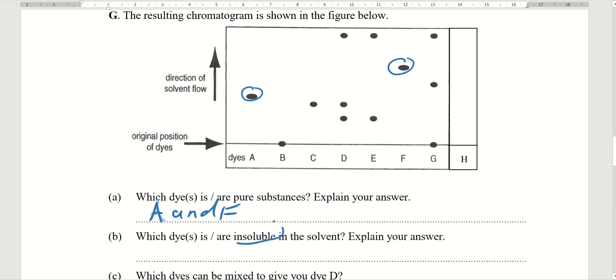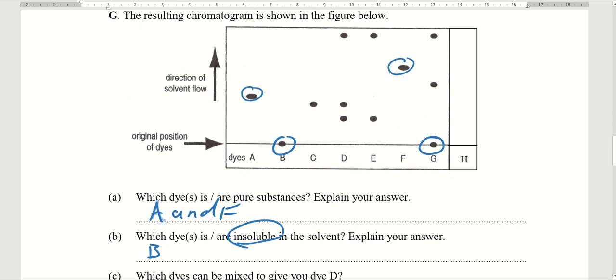Which dye is insoluble? Insoluble means it doesn't move. So in this question, dye B is insoluble. We can't conclude about dye G, even though dye G also has something that is left there.